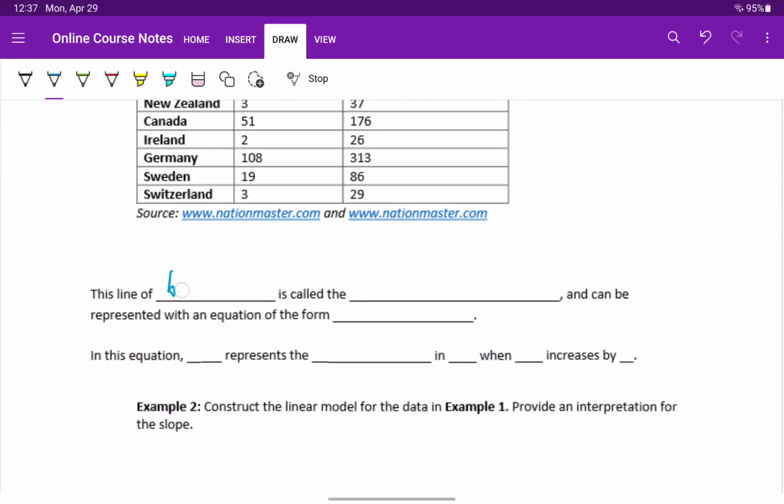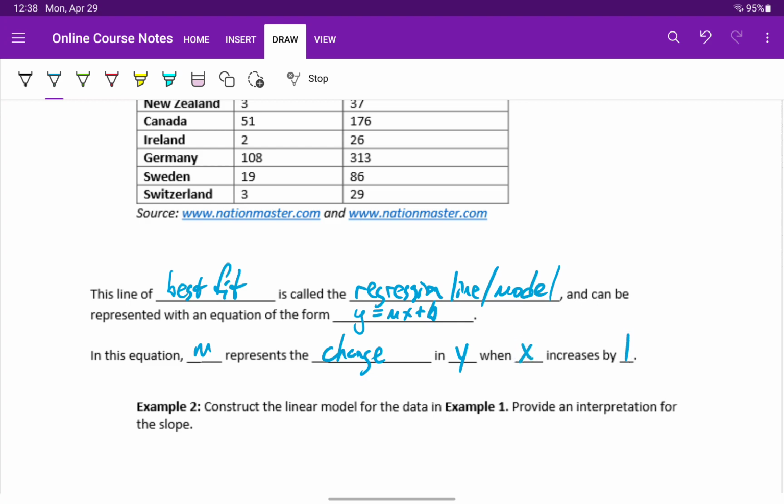So that line of best fit is called the regression line, or the regression model, and can be represented in the form y equals mx plus b. In this equation, m represents the change in y when our x value is increased by 1 unit. So it's the slope of that line of best fit.